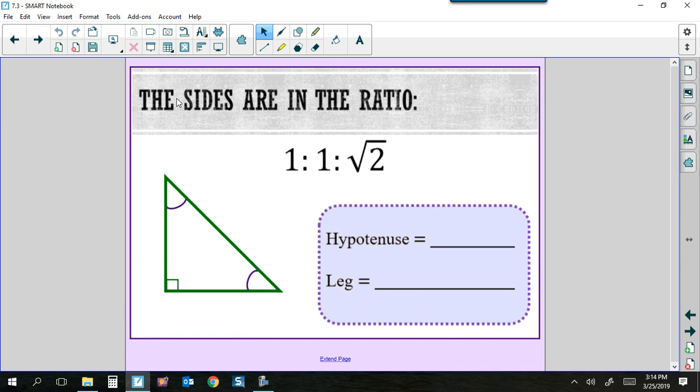At the bottom of this box, you have the sides are in the ratio of 1 to 1 for our two congruent legs, and then the hypotenuse is technically 1 square root of 2, because it's square root of 2 times longer than the leg. These three numbers are just going to be dilated. They're going to dilate up or down. One is the smallest you're going to see, so they dilate up from here.